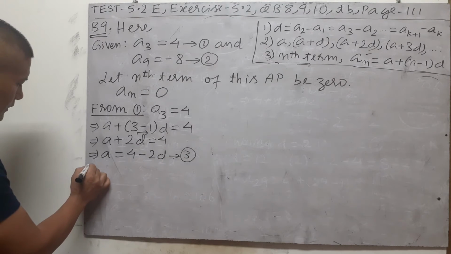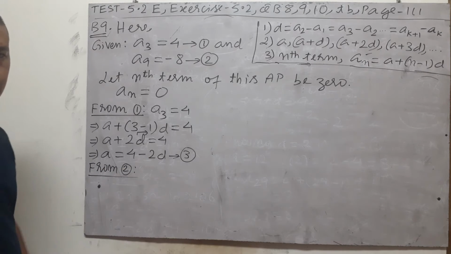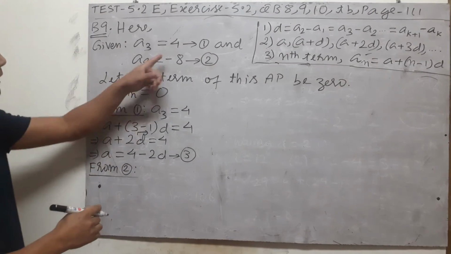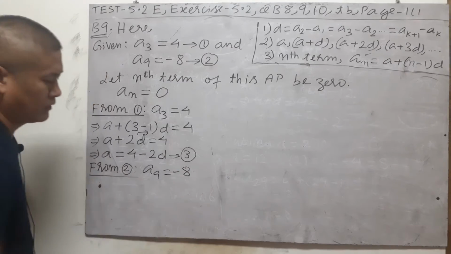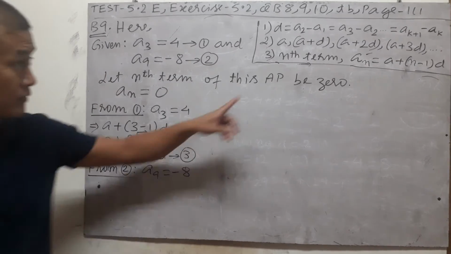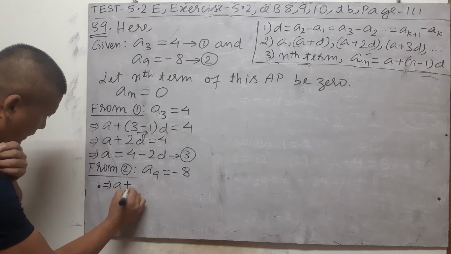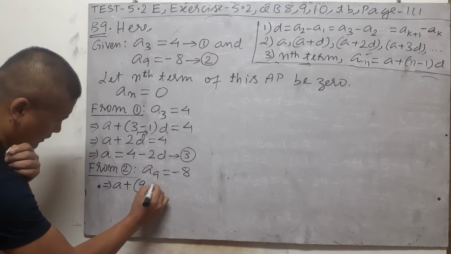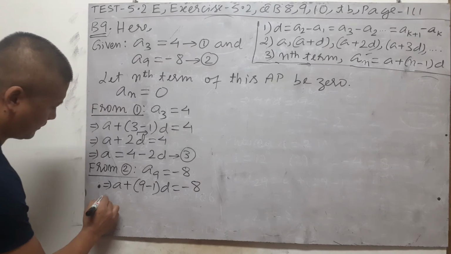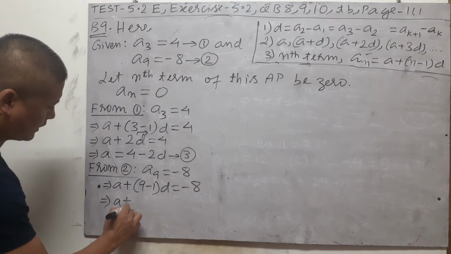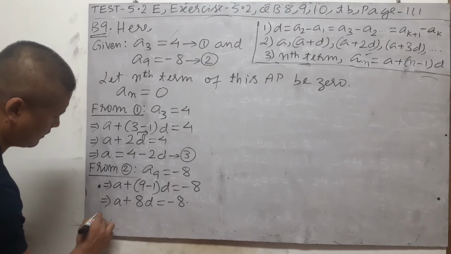Then doing this similarly for equation number 2. Here the A9 value is minus 8 according to the textbook. Apply this formula again. A9 will be A plus n minus 1 into D, where n is 9, so A plus 9 minus 1 is 8, so you write 8D, equal to minus 8.